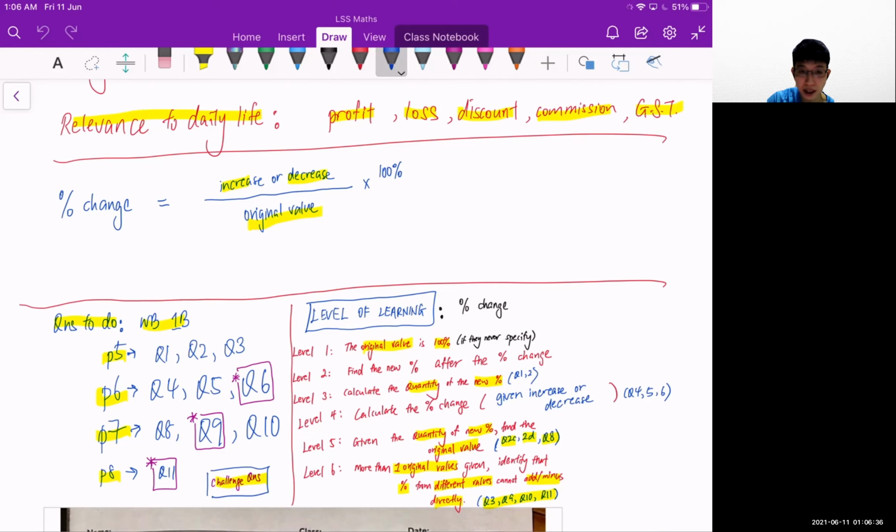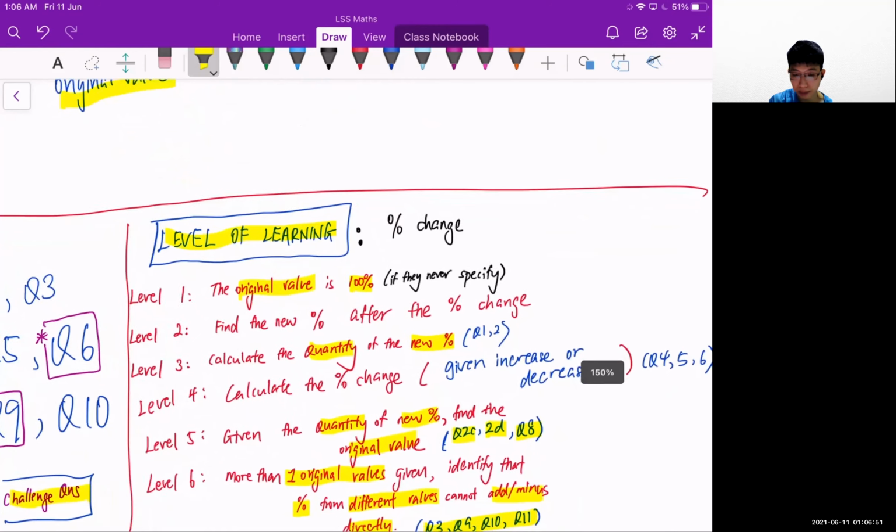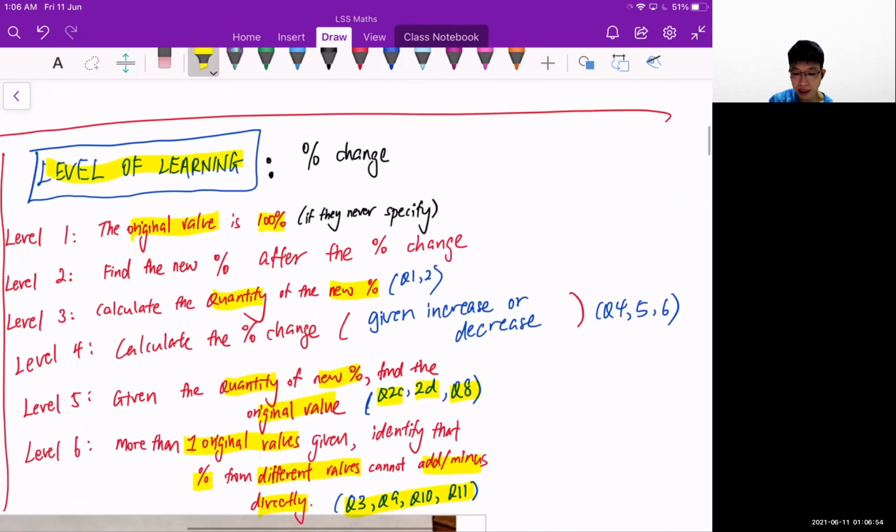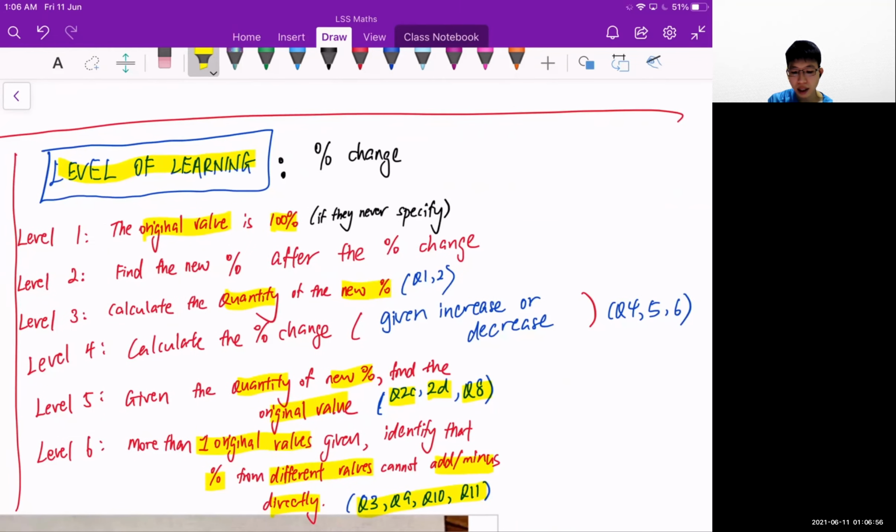Okay, so before you can calculate percentage change, there are these levels of learning that I need you to go through, so that when you go through this process, you will know which are the learning gaps that you need to fill up. So for level 1, are you able to identify that the original value in every question is 100% if they never specify? Level 2, are you able to find the new percentage after the percentage change? And level 3, are you able to calculate the quantity of the new percentage?